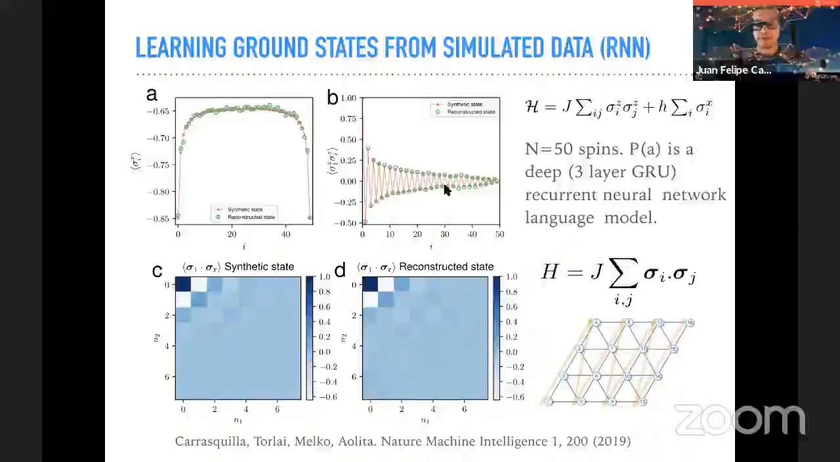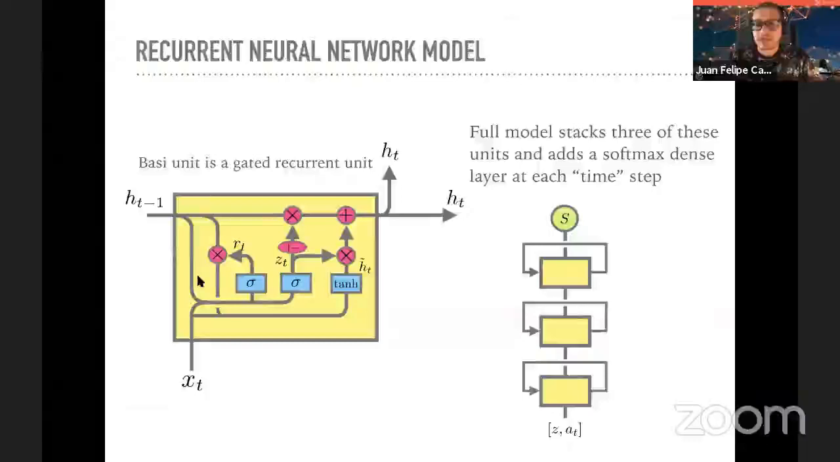Then we went ahead and did a somewhat more complicated state. It's the ground state of the Heisenberg model on the triangular lattice. This model has a complicated ground state with a very intricate sign structure. We don't know what it is, but we can compute approximations to it using two-dimensional density matrix renormalization group, which is what we did to produce this simulated data. Then what you have here is the two-body correlations for the synthetic state, and the reconstructed state is this one here, for which we used, again, the same RNN that we used previously. So this is the architecture we use. It's a recurrent neural network where we stack three layers of these gated recurrent units.